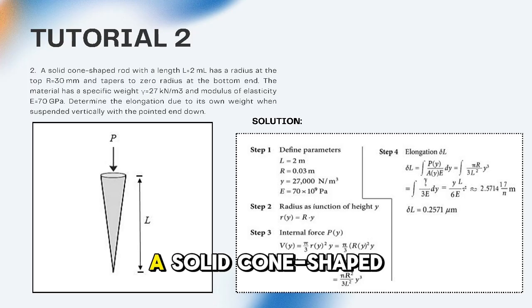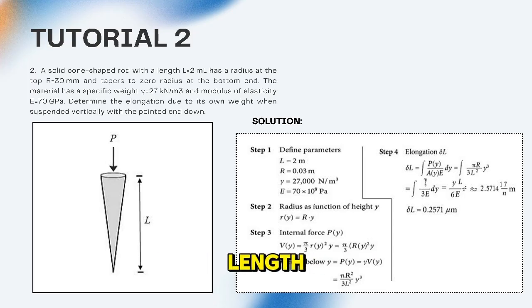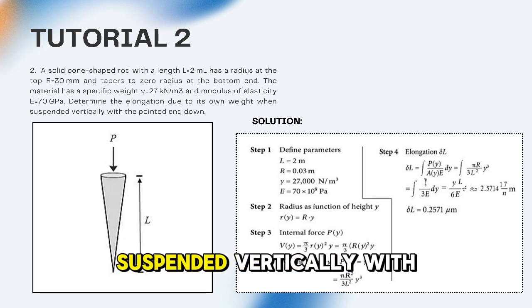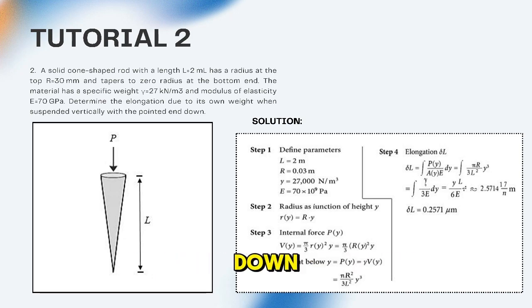Tutorial 2. A solid cone-shaped rod with a length L = 2 m has a radius at the top of 30 mm and tapers to 0 radius at the bottom end. The material has a specific weight γ = 27 kN/m³, and modulus of elasticity E = 70 GPa. Determine the elongation due to its own weight when suspended vertically with the pointed end down.